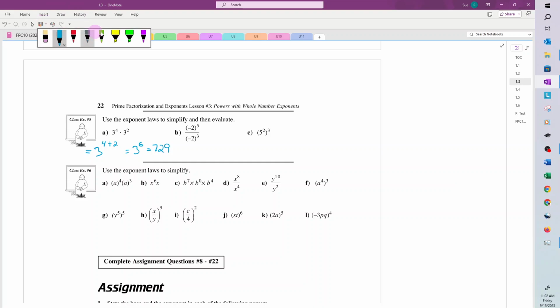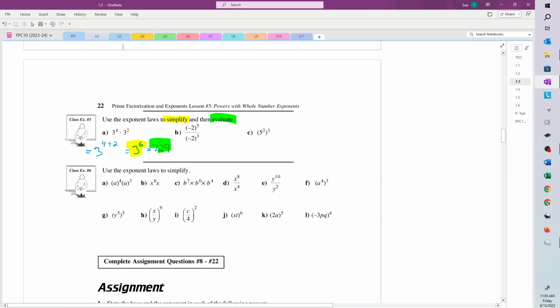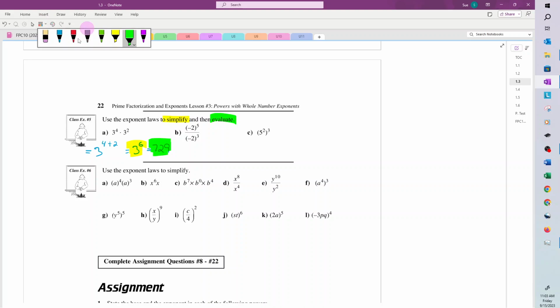So my simplify is the yellow highlighter, and the evaluate is the green highlighter, okay, because it's important you know which of those is which. Simplify means make it the simplest exponent that you can, and evaluate means tell me the actual number if you can, all right?